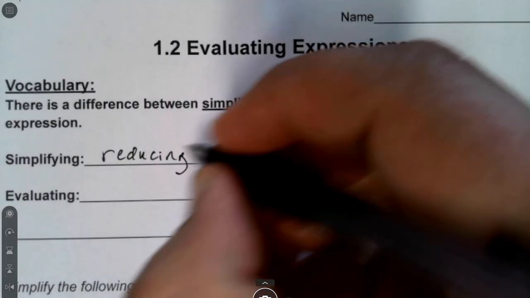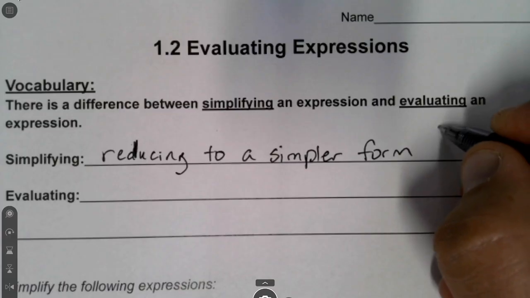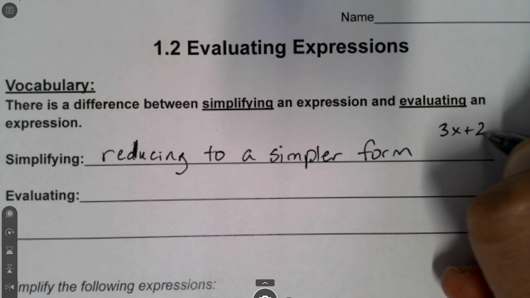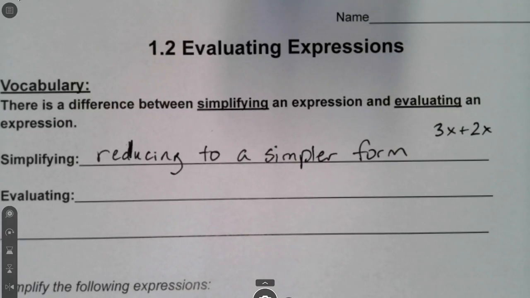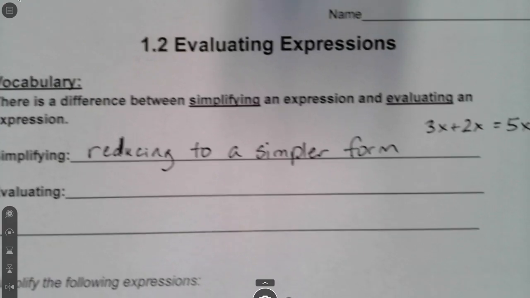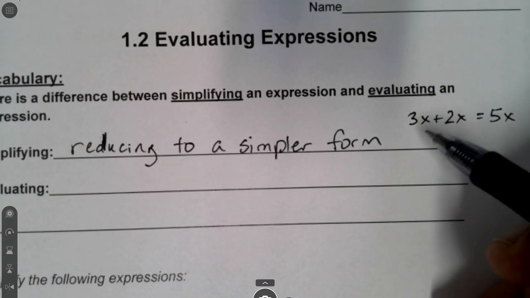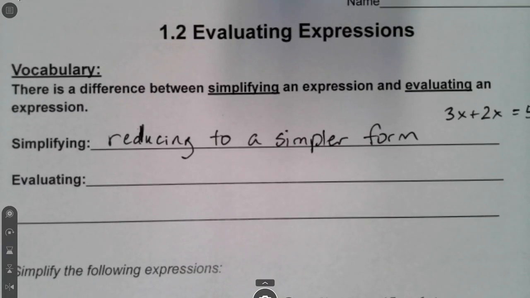Now, you don't have to write this example unless you want to, but here we're talking about something like 3x plus 2x could be what they give you, and you can simplify that to 5x. So it's simpler because you took it from two terms down to one term. You combined these two like terms.